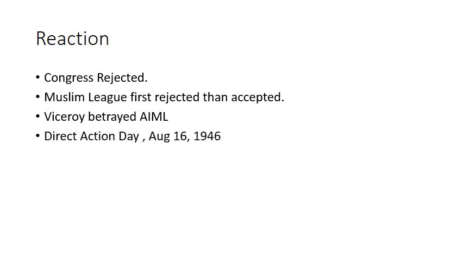So Jinnah, for the first time in his political career, was seen to have an aggressive political nature when he observed 16 August 1946 as Direct Action Day.